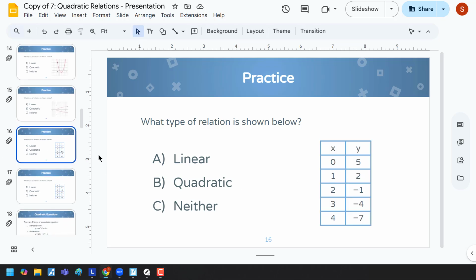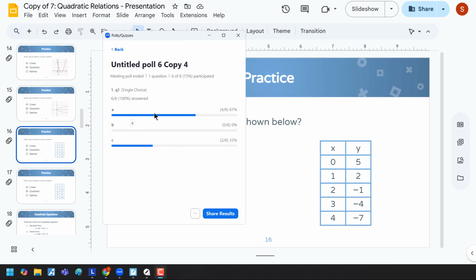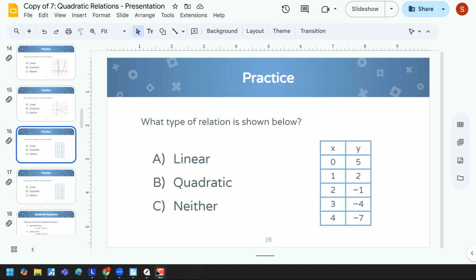Let's continue. Now you might have to do a little bit of math to do this one, so I'll give you some time. Is this linear, quadratic, or neither? Good luck. Most of you have answered by now. So let's see what the poll says. Most of you said A, it is linear, and some of you said neither. Let us take a look at the answer here.